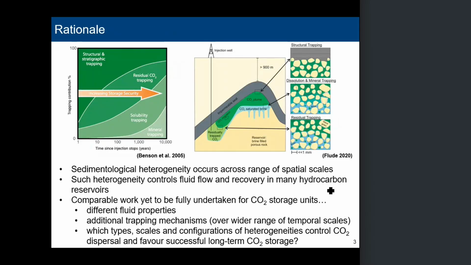So maybe to begin with, the top left there, you've got an image which is often shown to illustrate different types of trapping of CO2 in the subsurface. The key thing here is there are four different types of trapping. There's stratigraphic and structural trapping that rely on the buoyancy of the injected CO2, and that trapping style is what we're familiar with in terms of oil and gas reservoirs. But then we have additional trapping mechanisms, including residual or capillary trapping, solubility trapping, and mineral trapping.